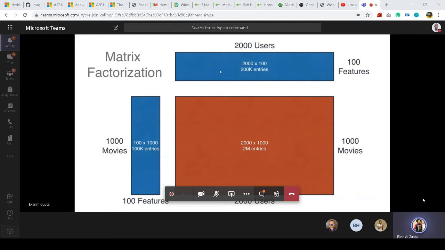And in the second matrix, we will have 2000 users and 100 entries, and we multiply 2000 with 100, it's 200,000 entries. So we can see that there are 2 million entries, and there is a combined 300,000 entries. So we can see that there is a huge deal of conservation of space here, and storage is a big thing when it comes to large organizations.